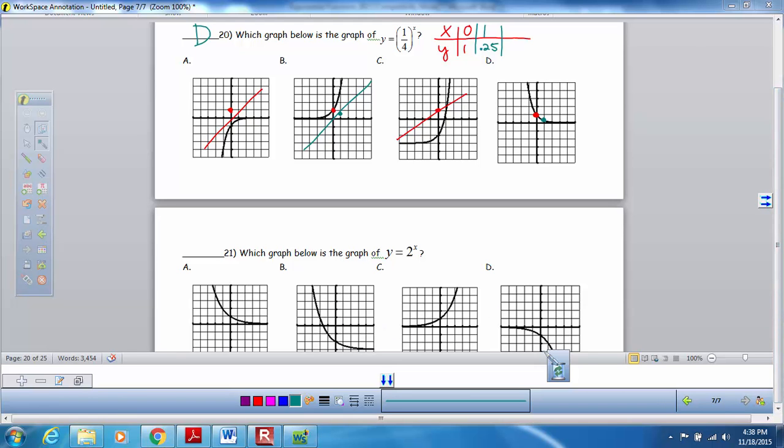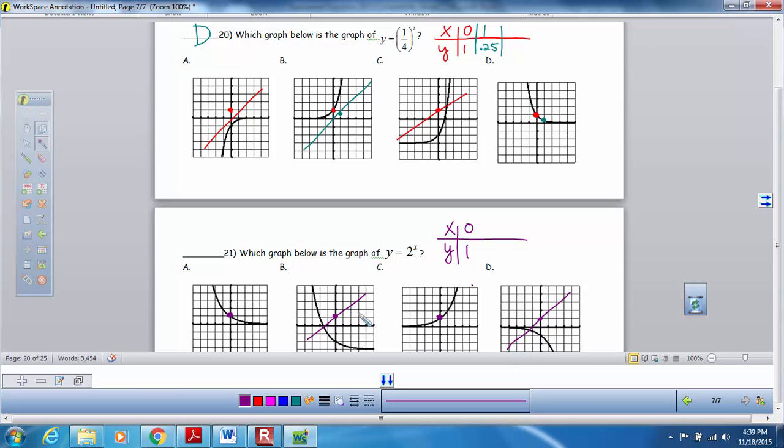Okay. Let's also look at 21 just to make sure we got it. So here, again, we want to make our x and y table so we can plug in something for x. So I start with 0 because I know that anything raised to the 0 power is 1. So I'm looking for 0, 1. So 0, 1 is here. That one works. 0, 1 again is here, so this one does not work. C also works, it's at 0, 1, but D is not at 0, 1.